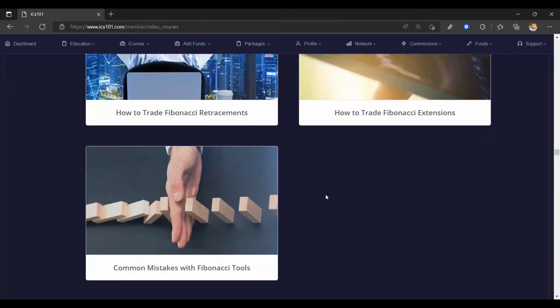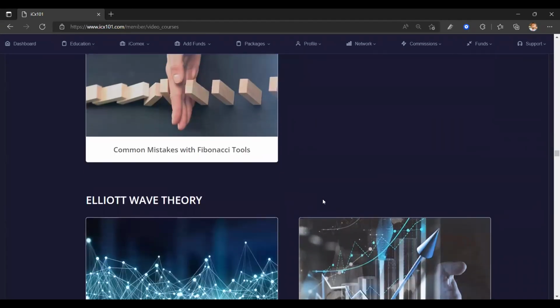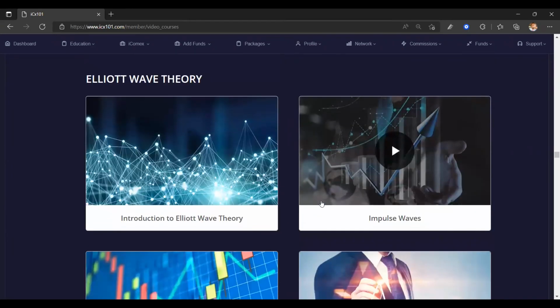Those of you who go pay money for harmonic patterns and all those things, they put the whole package of Fibonacci together to give you that. I don't know if I will still continue. Elliott wave theory.